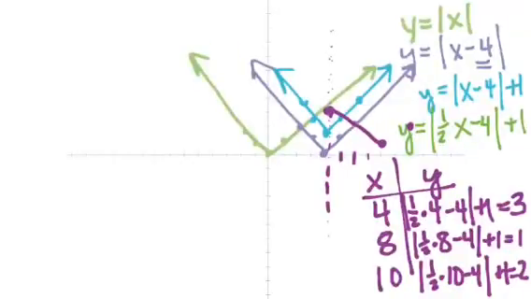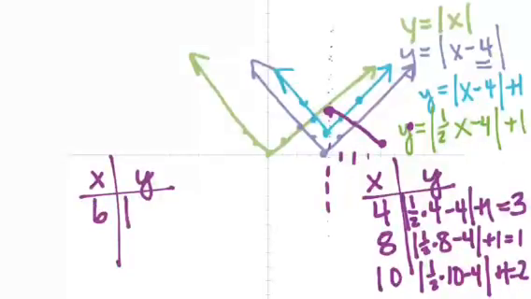Let me make sure this doesn't go down anymore, because it could be like that, and really, I guess, in between the other 2 points, it could have gone down at some point. So we need to try another point here. Let's move our table here. Let's try 6, because I've got 1/2, so taking half of an even number is easier. So 1/2 times 6 is 3. 3 minus 4 is -1. The absolute value of that is 1. 1 plus 1 is 2. So 6, 2 is another point.